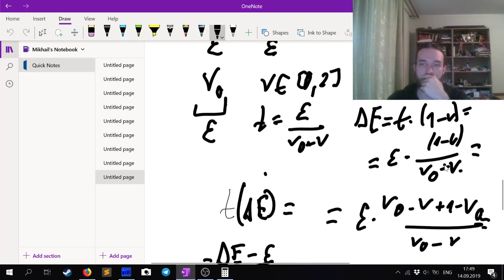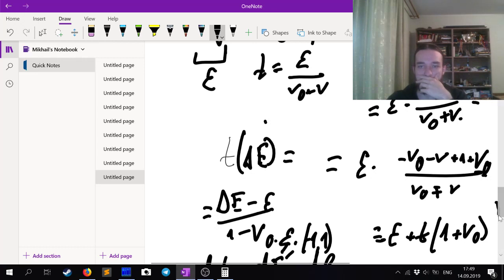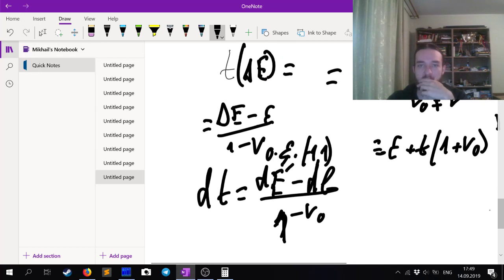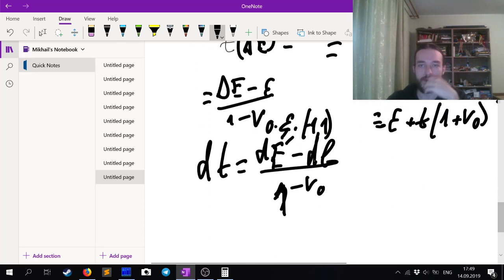Oh, it's plus. Okay, that makes sense. So plus here. So that means we'll need a different formula now. So we'll have minus v0 minus v plus 1 plus v0. Okay, so now we'll have minus epsilon, and here we'll have plus. And so this means that to calculate t, we have to have plus here and have plus here. Cool.